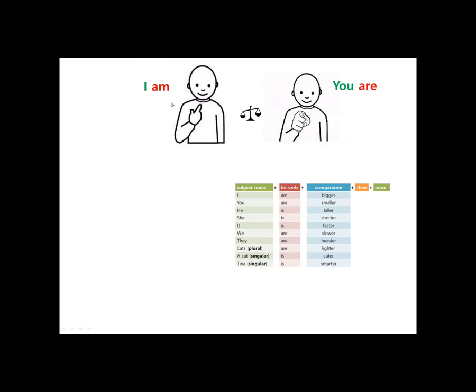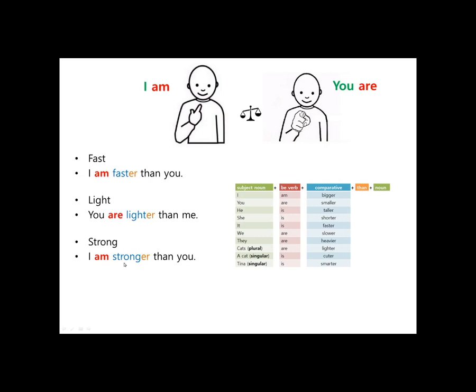Okay, this is a little difficult because we have to change the be verb. So whatever is first in your sentence, so if it's I or you, you need to match the be verb. So fast. I am faster than you. Light. You are lighter than me. Strong. I am stronger than you.